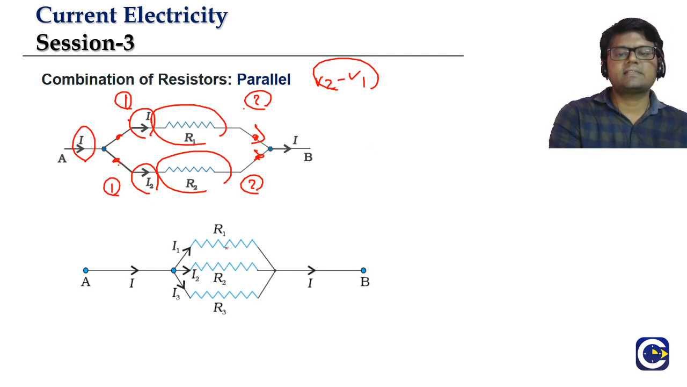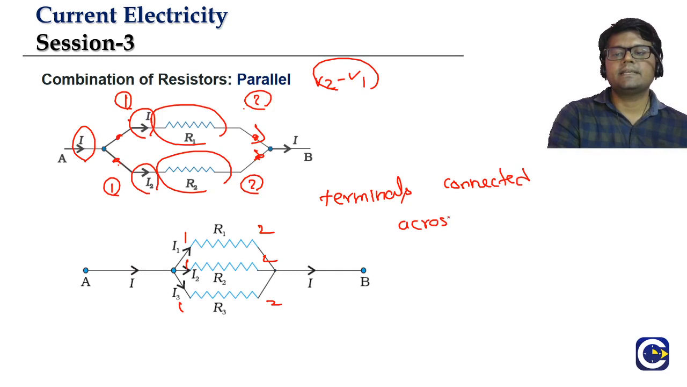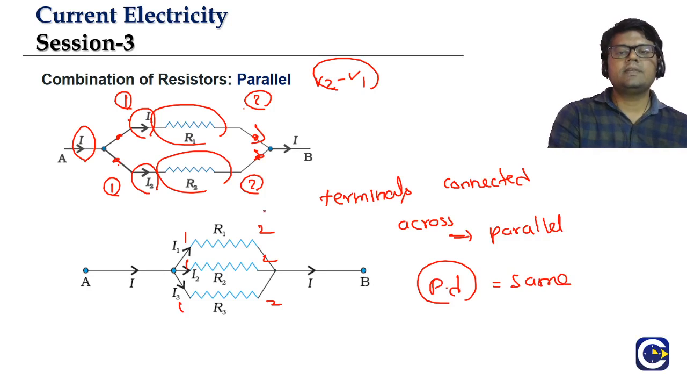Similarly, if you have three resistors like this, we can see 1, 2, 1, 2, 1, 2. The terminals of resistor 1, resistor 2, and resistor 3 are all connected across. When the terminals are connected across each other, they form the parallel combination. And when we have a parallel combination, the common thing across each of these resistors is that the potential difference, or potential drop, is the same. That is the relation between resistors in parallel.